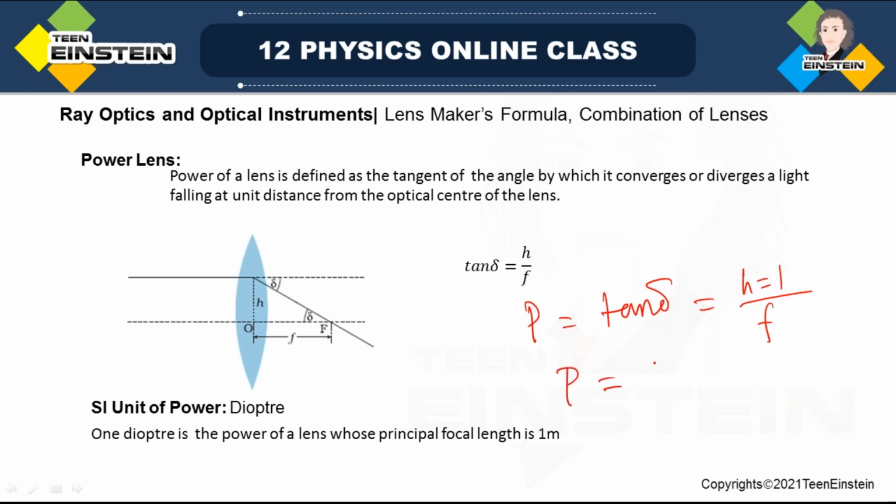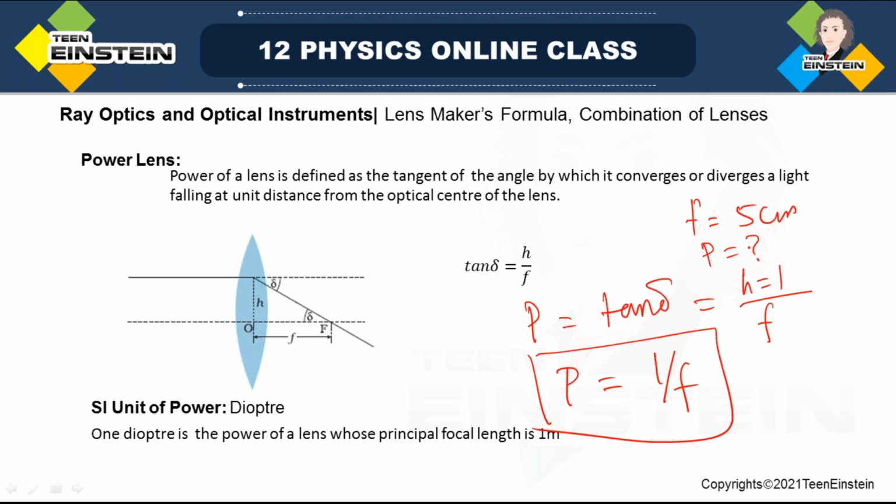So P, power, is defined as the reciprocal of the focal length. The definition of power is the reciprocal of the focal length. Sometimes you will be given a focal length, suppose 5 centimeter, and then you have to find out the power of the lens. Obviously, before we do this problem, let us go through the unit of power.